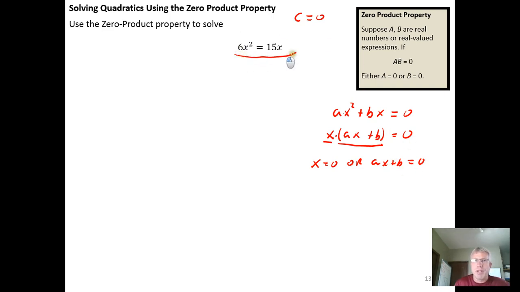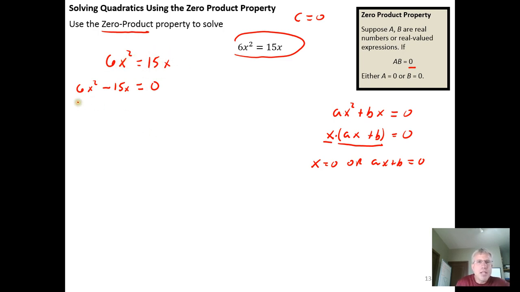So in a specific concrete case where we have 6x squared equals 15x, if we're trying to use the zero product property to solve it, we know we have to get it equal to 0. So my step one would be to say 6x squared minus 15x equals 0 by subtracting this 15x from both sides.